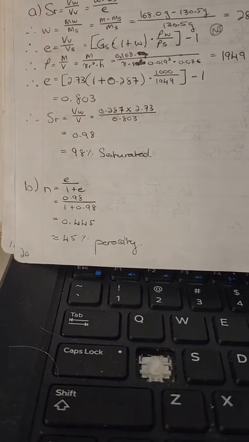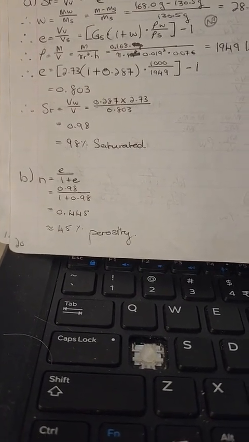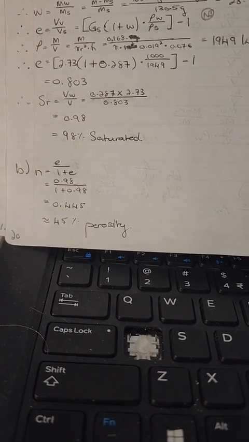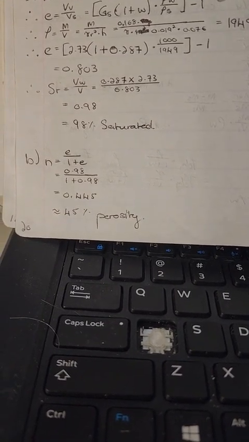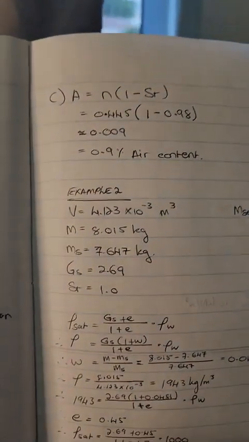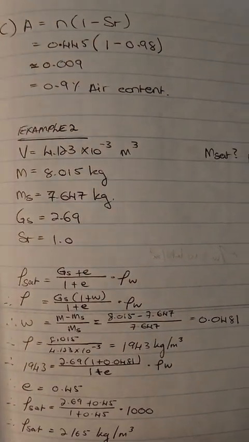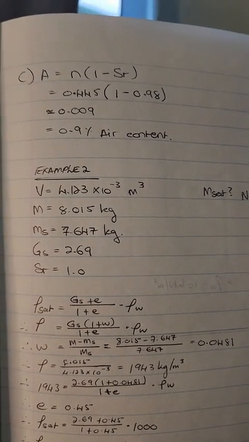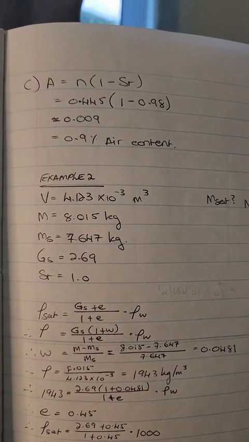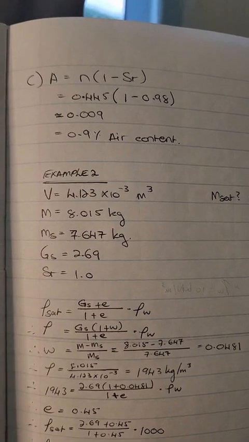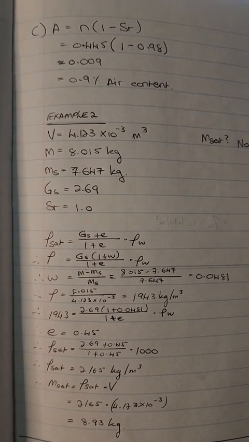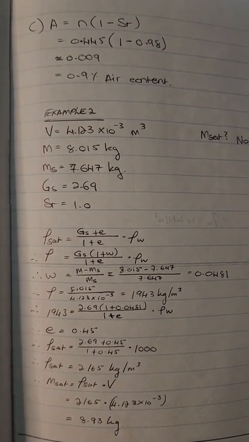Similarly, B, what is the porosity? It is defined in the top line, and if you substitute the values, you come to a 45% porosity. And similarly, C, which is the air content, is defined in the first line. Substitute the values, and you get a 0.9% air content.